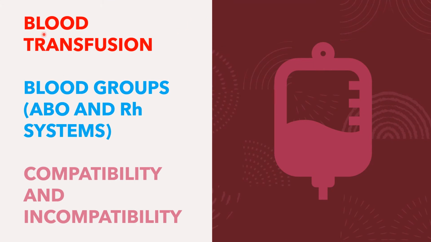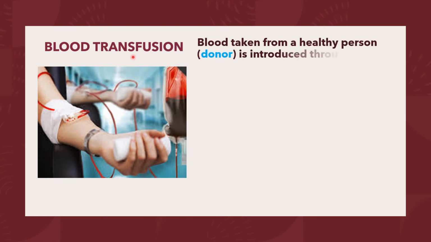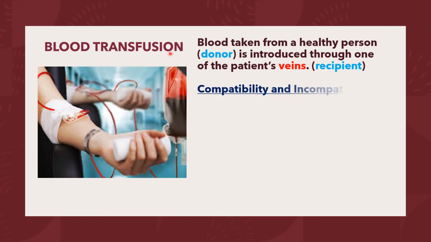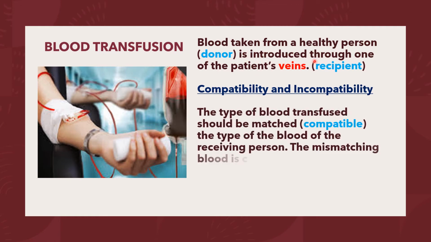We can discuss some other topics: blood transfusion, blood groups, ABO and Rh systems, compatibility and incompatibility of blood. Blood transfusion. What is blood transfusion? Blood taken from a healthy person is introduced through one of the patient's veins. That is called blood transfusion.